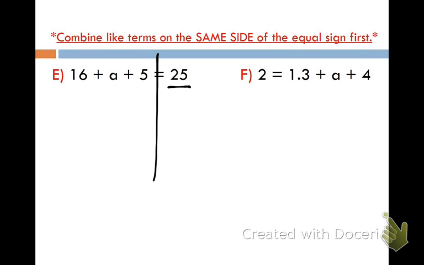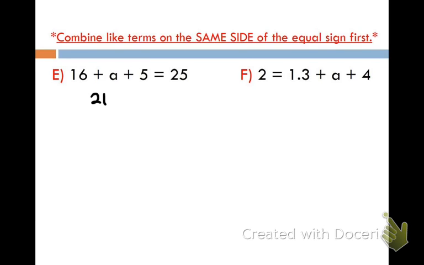On the side of the 25? No. So then let's look at this other side. Do you see anything there that I could combine together? 16 and 5. What is 16 plus 5? 21. Okay, so we combine that side.